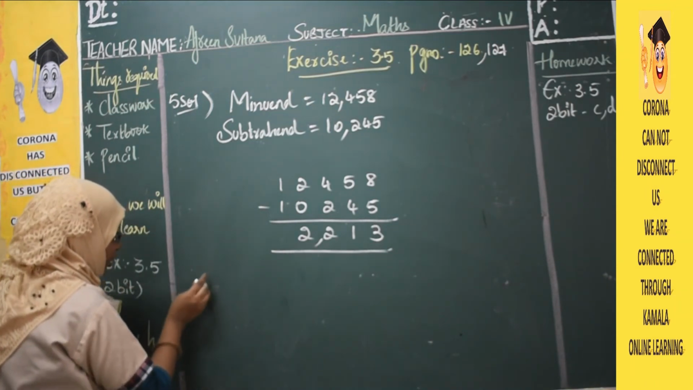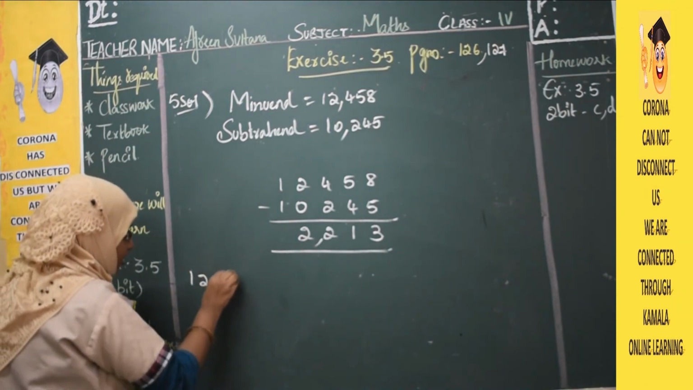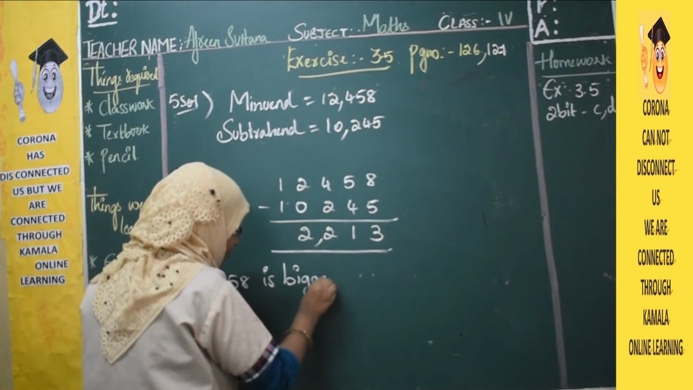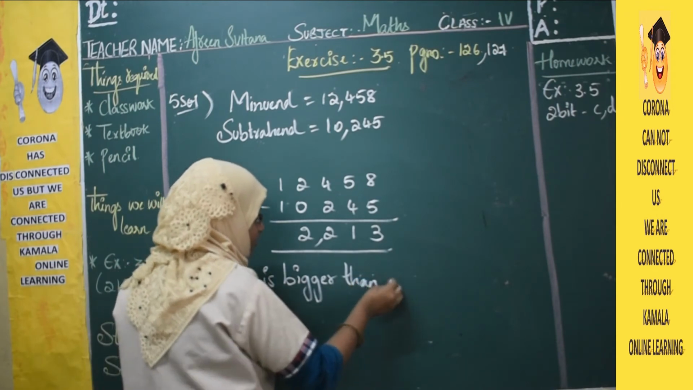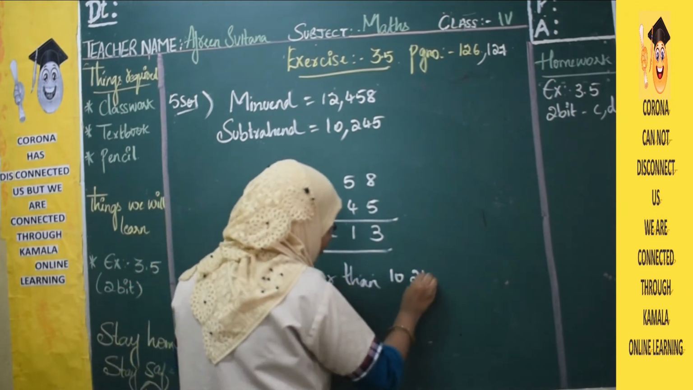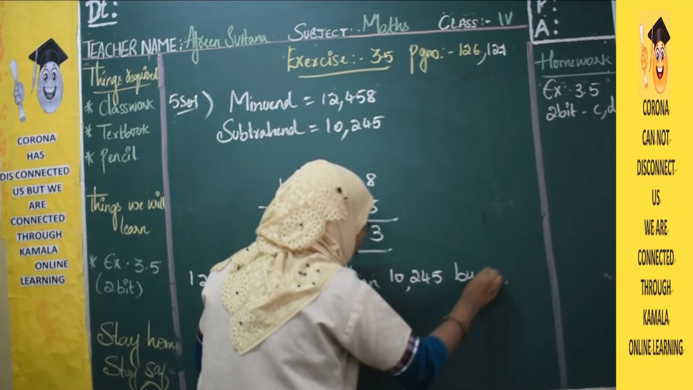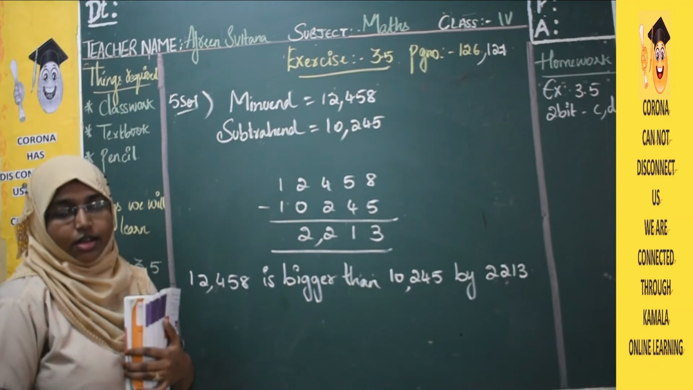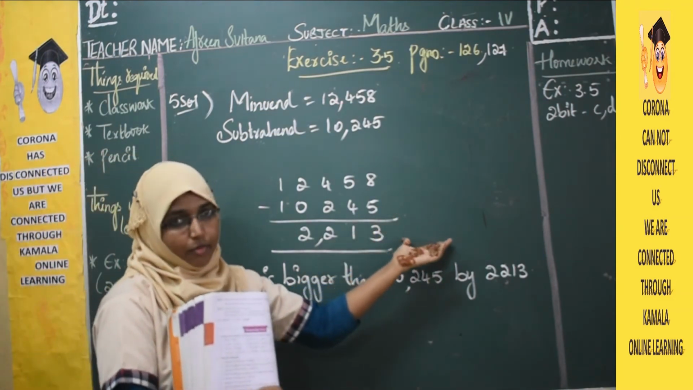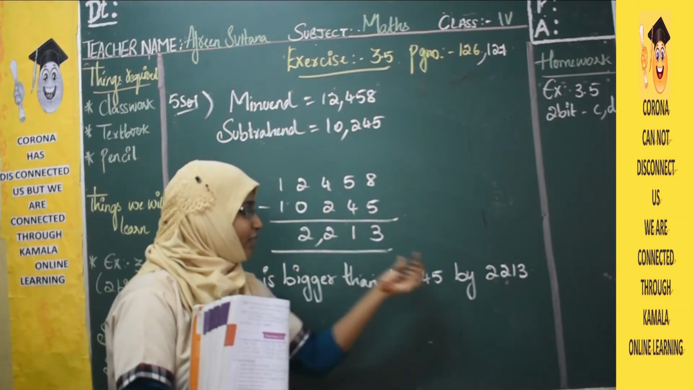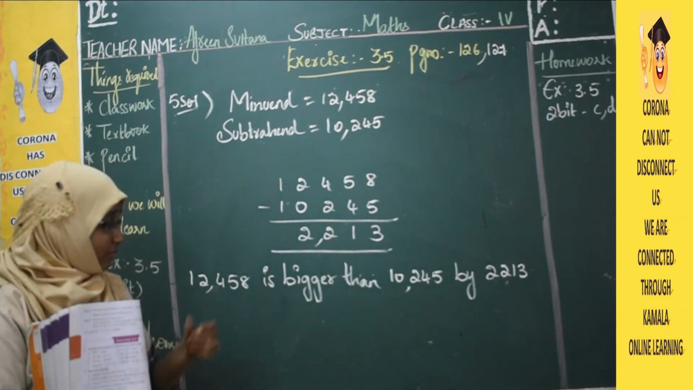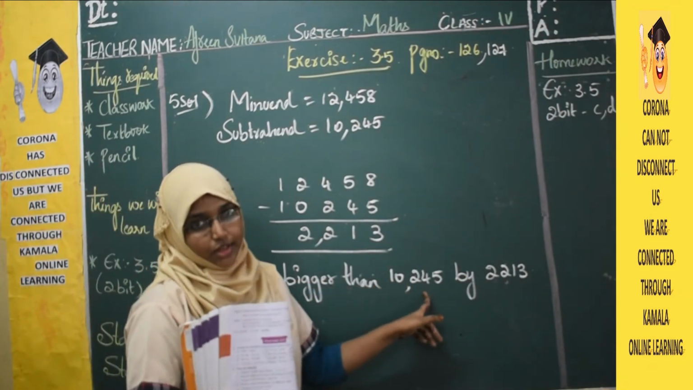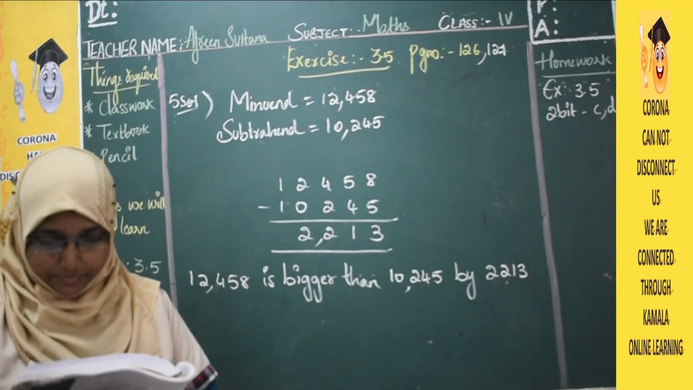So by how much is it bigger? Let us write: 12,458 is bigger than 10,245 by 2,213. Yes. In the example we took 5 marks, where you got 5 marks more. Here, instead of 5 we have 2,213, and instead of 80 we have 12,458, and instead of 75 here we have 10,245. Okay, I hope it is very clear.